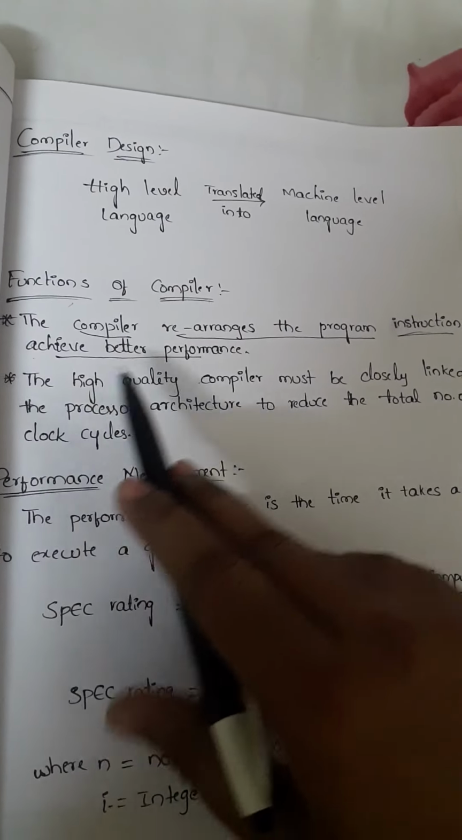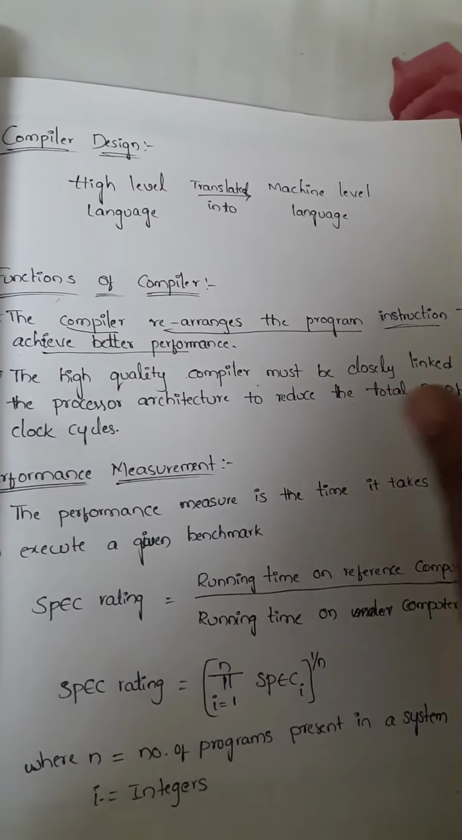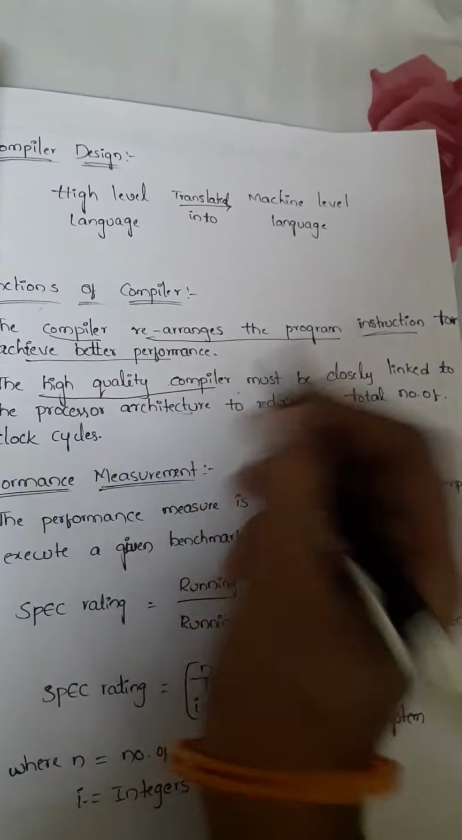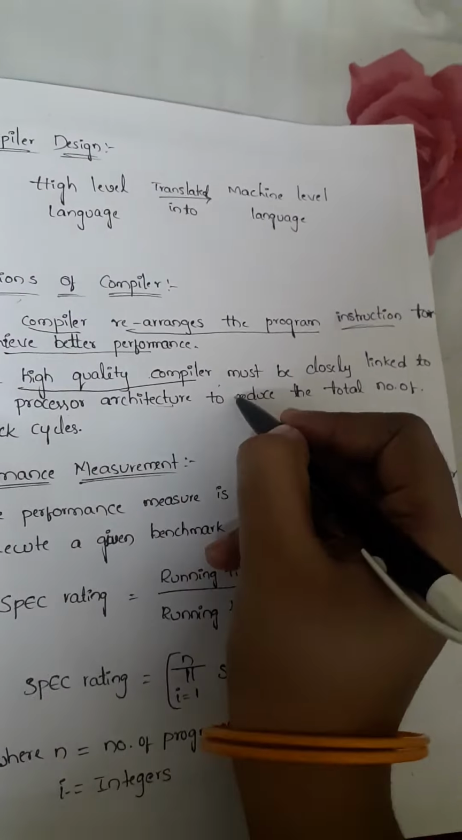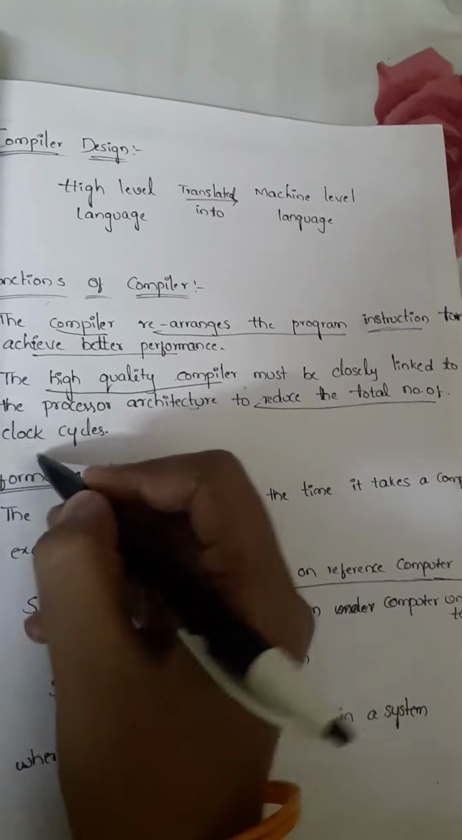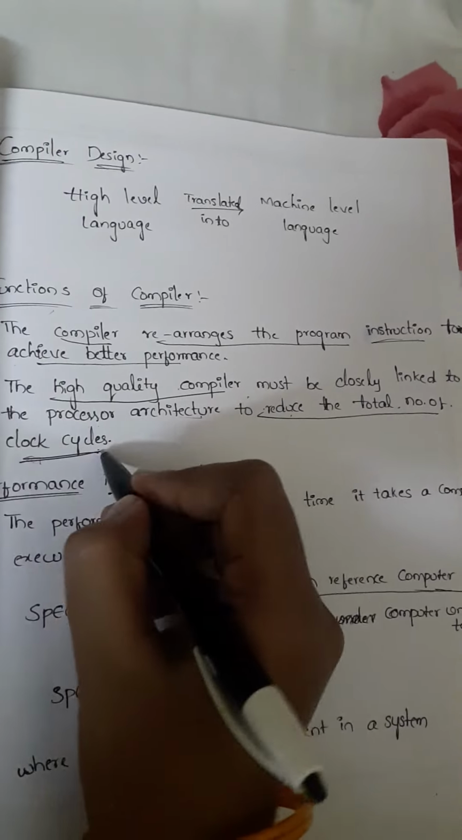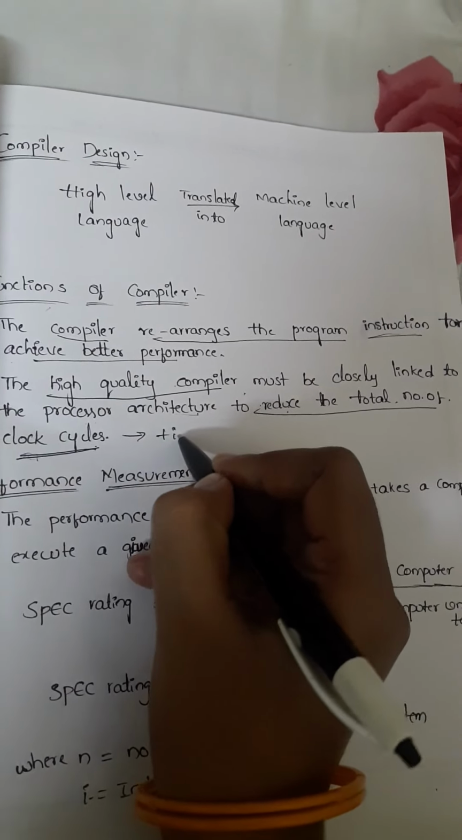And next thing is, high quality compiler must be closely linked to the processor. So here we are using the high quality compiler to reduce the total number of clock cycles. So if the total number of clock cycles is reduced, the meaning is nothing but time is reduced.